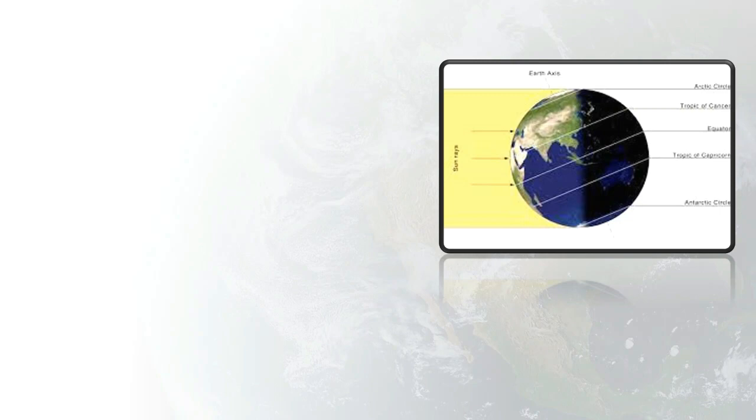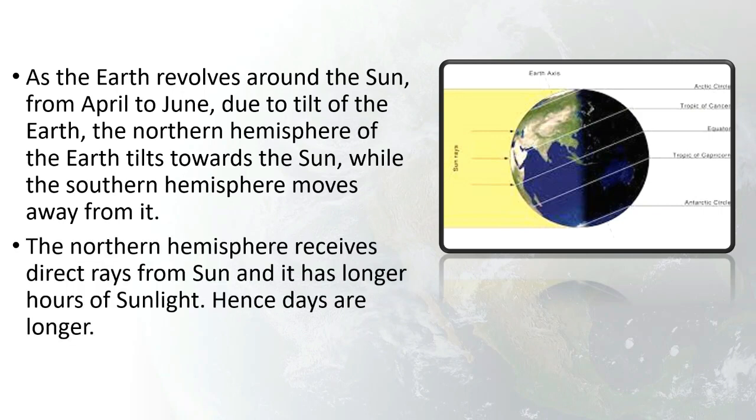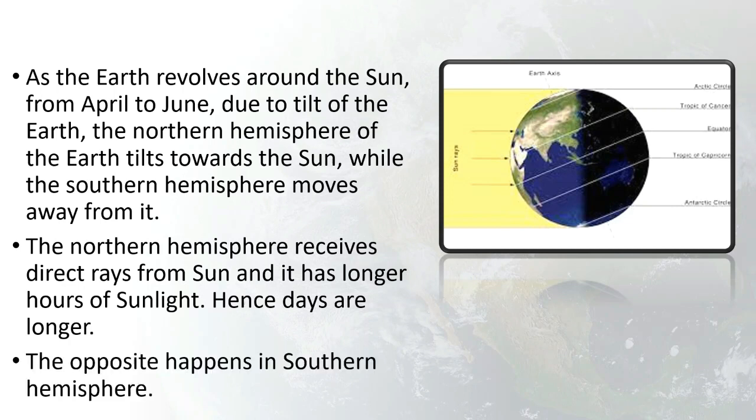As the Earth revolves around the Sun from April to June, due to the tilt of the Earth, the Northern Hemisphere of the Earth tilts towards the Sun, while the Southern Hemisphere moves away from it. The Northern Hemisphere receives direct rays from the Sun and it has longer hours of sunlight. Hence, the days are longer. The opposite happens in the Southern Hemisphere.